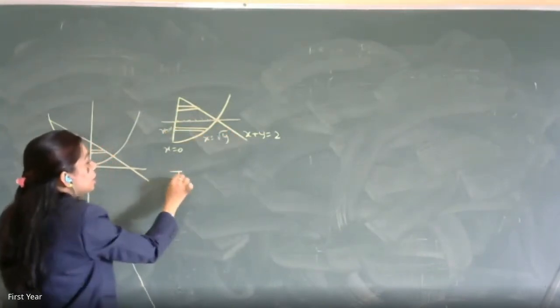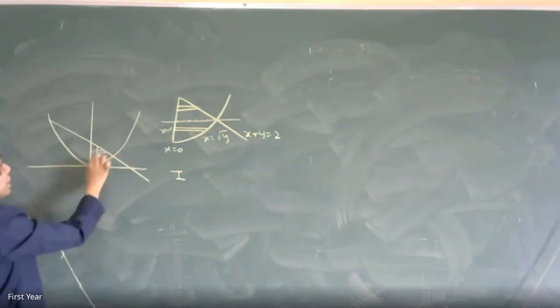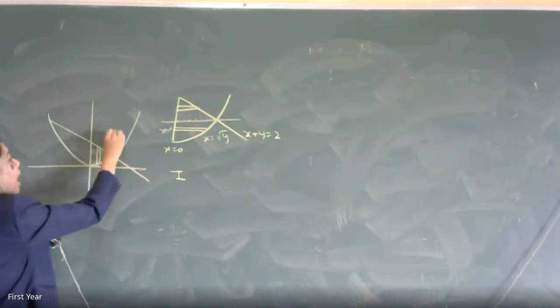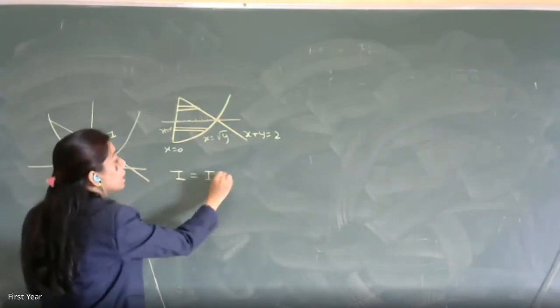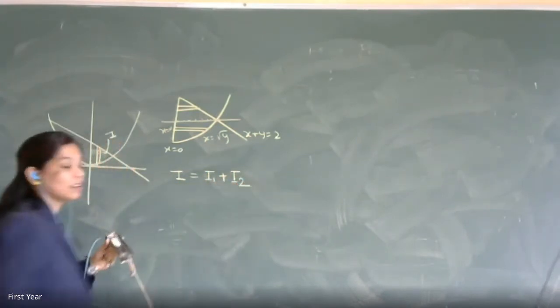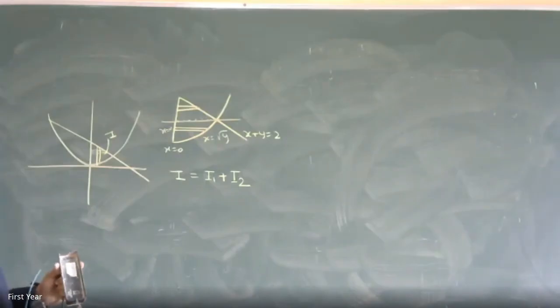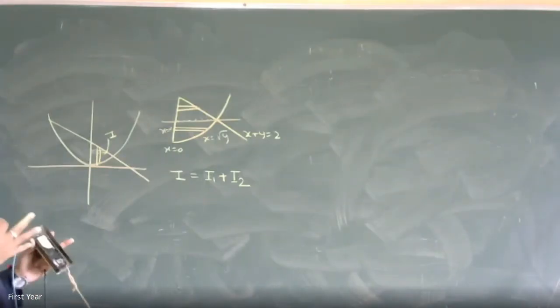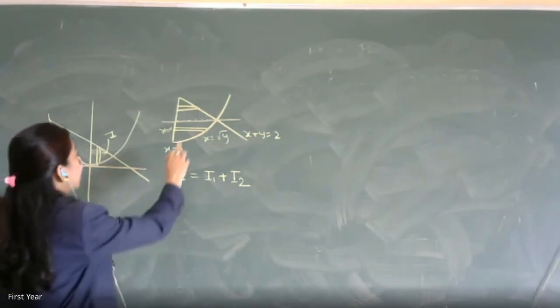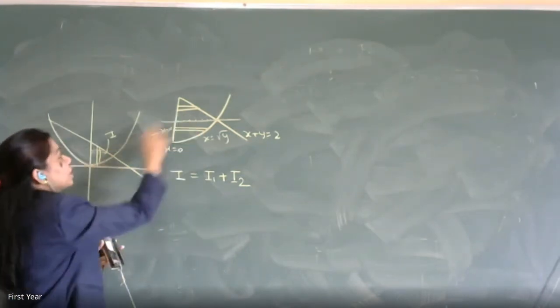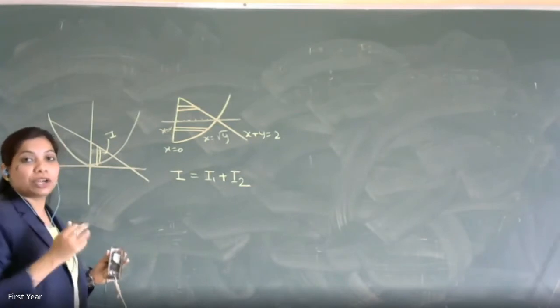So your integration, which was with the help of vertical strip, I got only one area, I. But if I take horizontal strip, it will be I1 plus I2. Are you getting it? Yes, ma'am. This is a very nice, beautiful thing about double integration: if you use horizontal strip and vertical strip, you get the same answer. But if you make the mistake of taking only the upper half, then your answers won't match, and you won't understand what is going wrong.